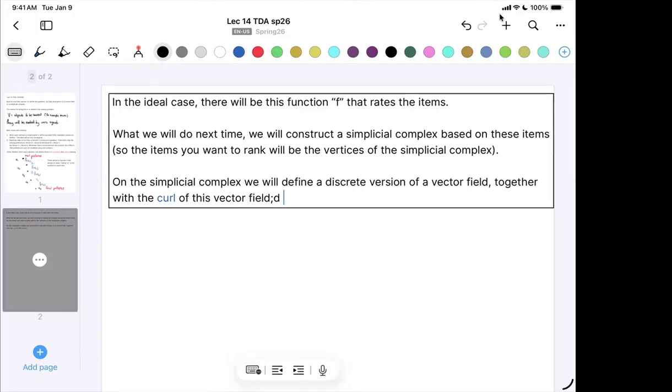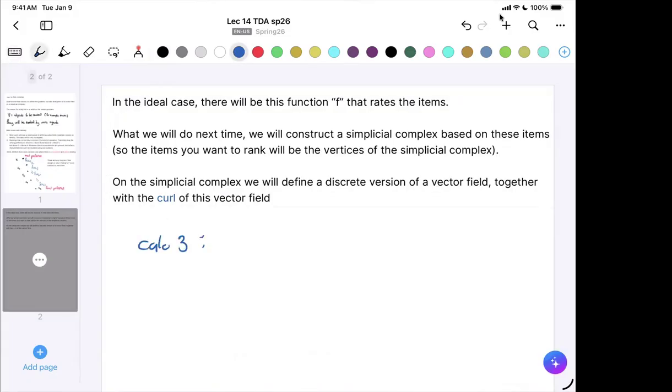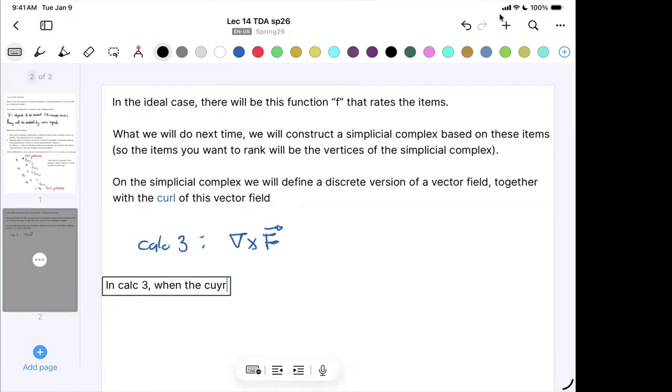So again, just to remind you, what was the curl of a vector field? I'll actually talk a little bit more about this in a moment. In Calc 3, the curl of the vector field was something like what you would write as nabla cross F, where F was the force or whatever. And what would happen in Calc 3 is that when the curl vanishes, you could then try to find a potential function for the vector field.